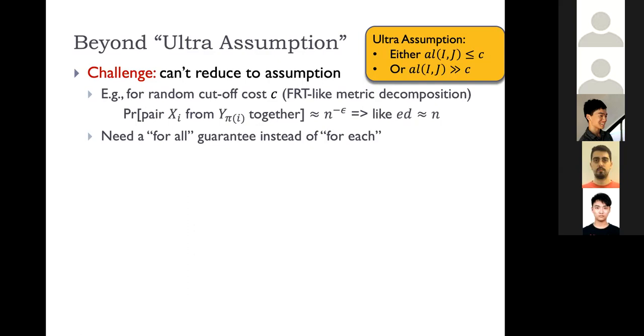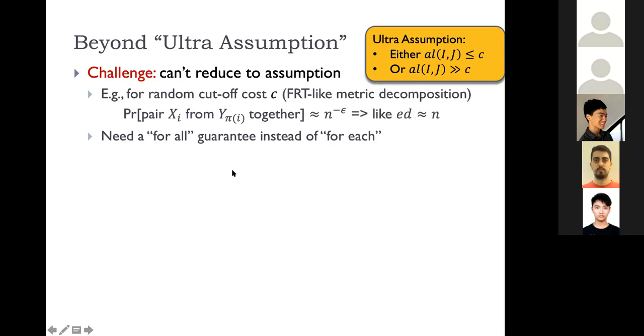And somehow, philosophically, the issue is that we need a for-all guarantee that most pairs are together most of the time, as opposed to a for-each guarantee, which is that each pair remains together with some non-trivial probability.